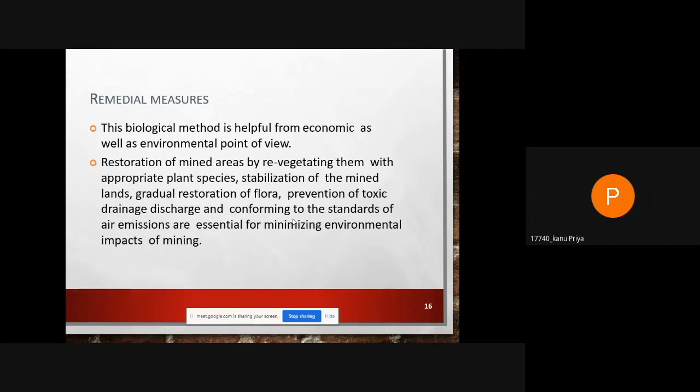Restoration of mine areas by revegetating them with appropriate plant species, stabilization of mine lands, gradual restoration of flora, preventing toxic drainage discharge, and conforming to the standard of air emission are essential for minimizing the environmental impact of mining.